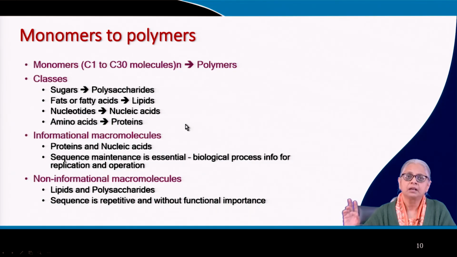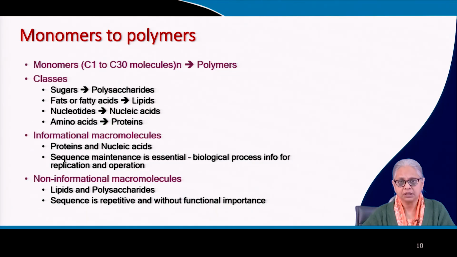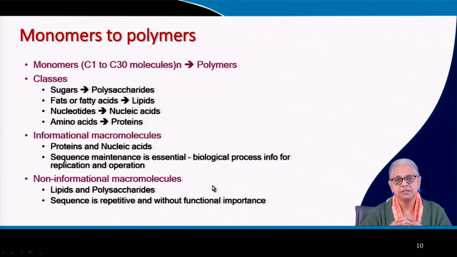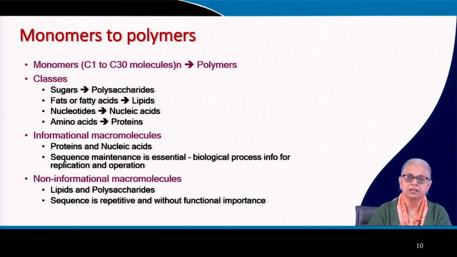Remember one more thing, that out of these four classes of biological macromolecules, we have informational macromolecules and non-informational macromolecules, which means that the sequence of the monomeric units is important. That has useful information. These informational macromolecules are proteins and nucleic acids. We know that DNA is the genetic code. This genetic code will then be given to the RNA, and there are three types of RNA which I will talk about later.